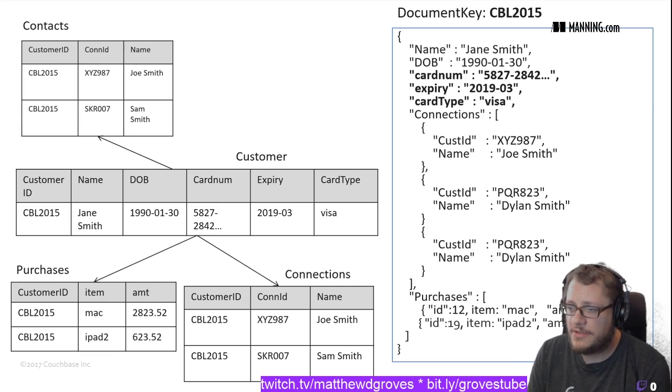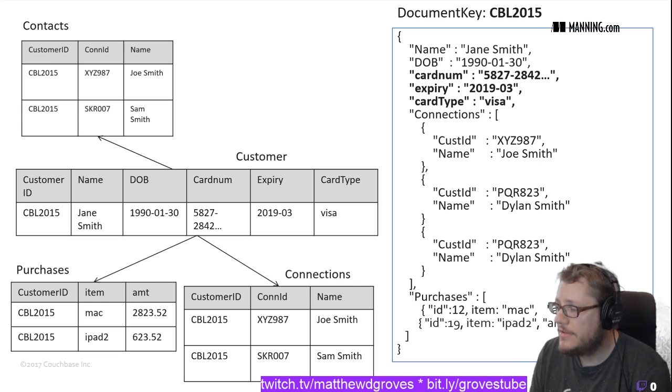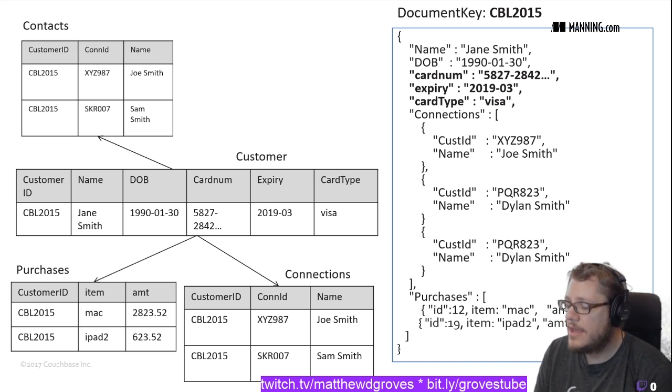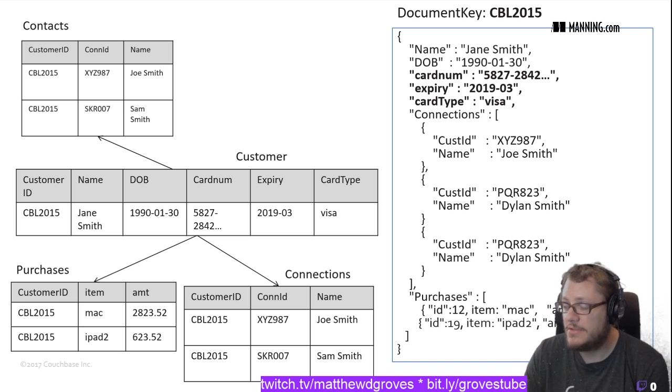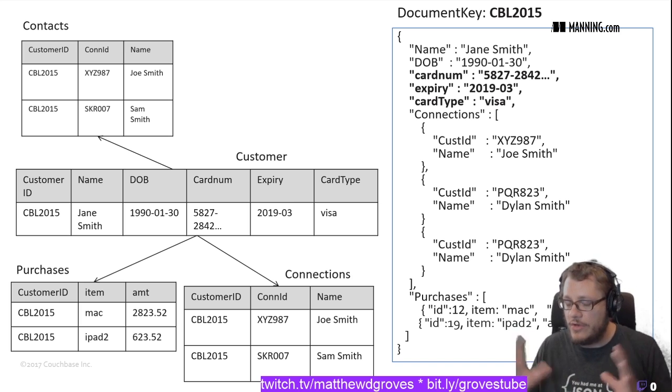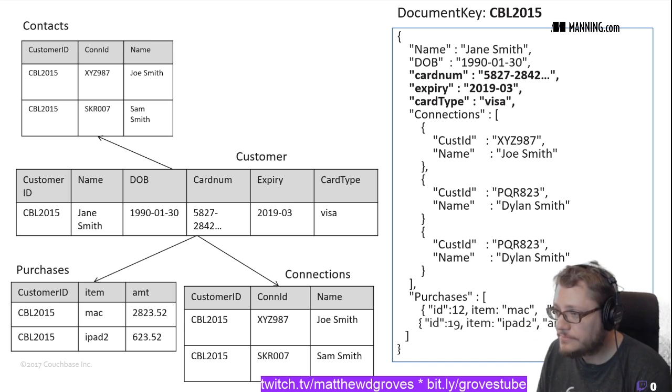Here are the 4 tables on the left, and this is the 1 document on the right. So we've got 7 pieces of data in 4 tables, as opposed to 1 piece of data in 1 document called CBL 2015. So you can see, instead of all the different pieces that go through the shredder, they're all in one place there in the document.